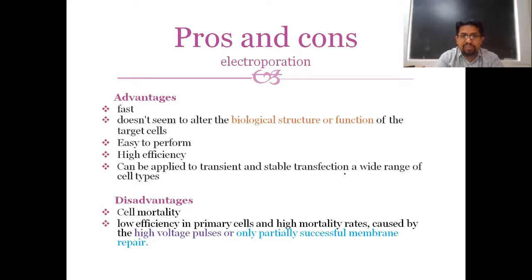Okay, so the disadvantages of this method are that cell mortality will be more, efficiency in primary cells is low, and there are high mortality rates caused by the high voltages. Because an electric pulse is applied, it quite happens that the electric pulse might kill most of the cells. Only unless and until you know that your primary cells are not killed will you be able to use electroporation. Electroporation should be used only if it doesn't kill the cells.